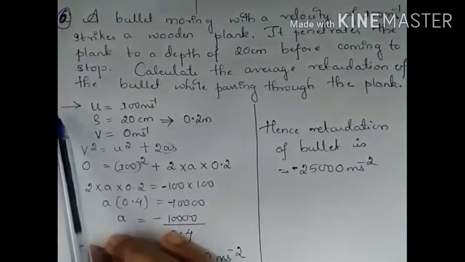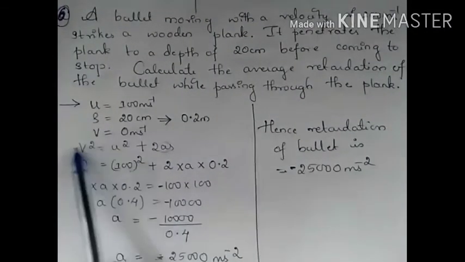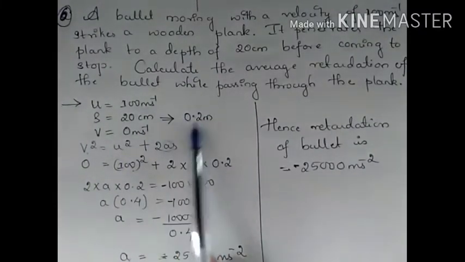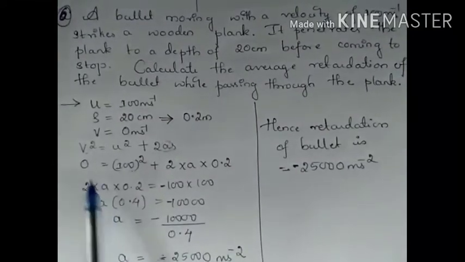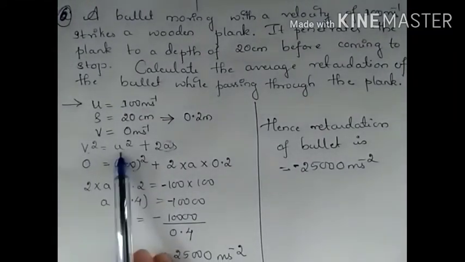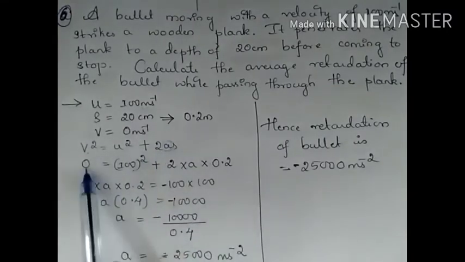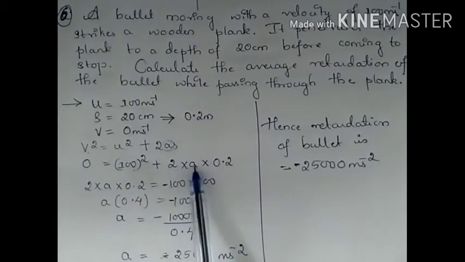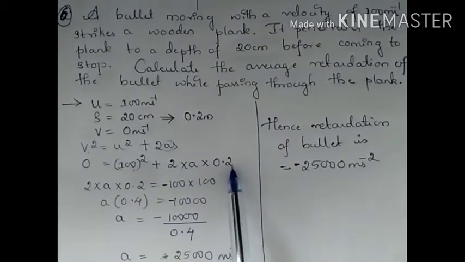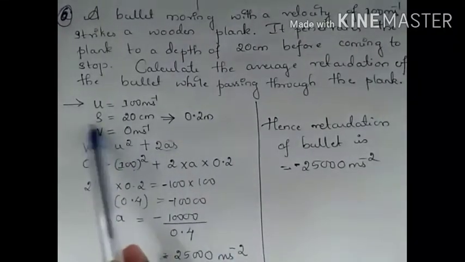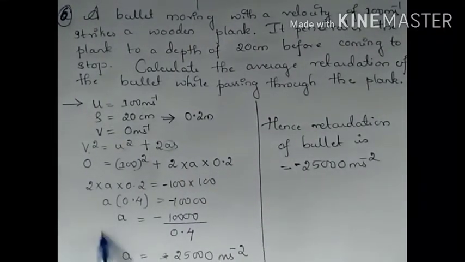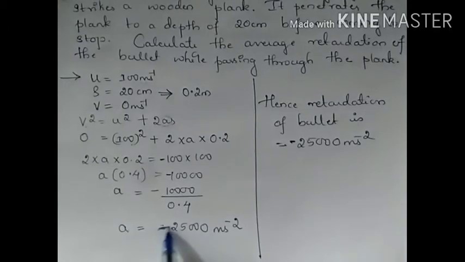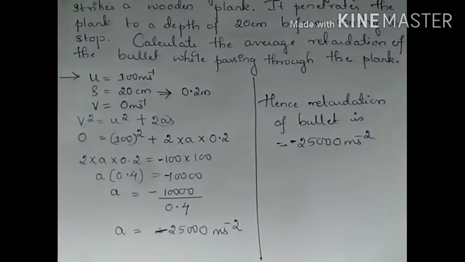Now with this data, we know the equation v square is equal to u square plus 2as. If you substitute all the data given in the question, v square is equal to u square plus 2as, which gives 0 is equal to 100 whole square plus 2 multiplied by a multiplied by 0.2. 0.2 here is from the data s. Now if you solve this, you get the value of a as negative. So the negative sign denotes the retardation of the bullet.